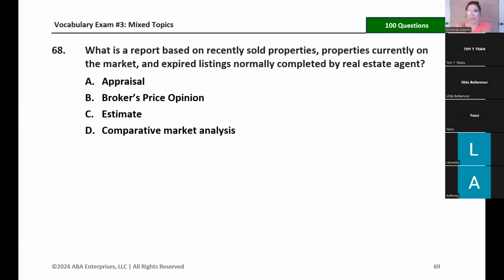All right. Number 68. What is a report based on recently sold properties, properties currently on the market, and expired listings that's normally completed by a real estate agent? What do we call that? And we typically do it for free.